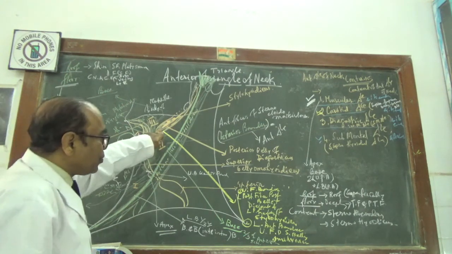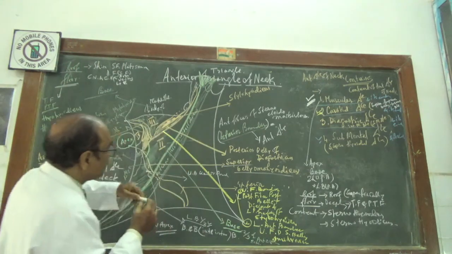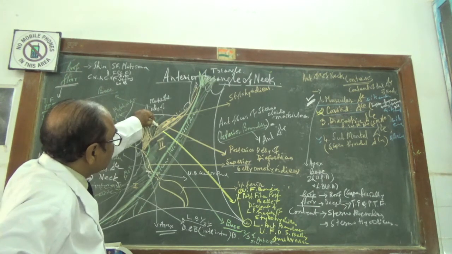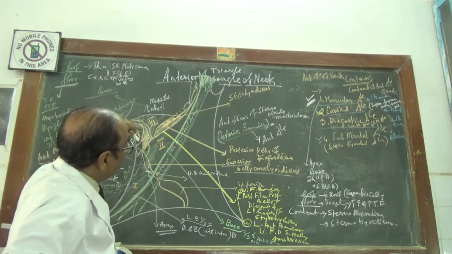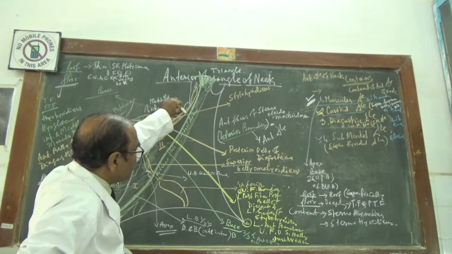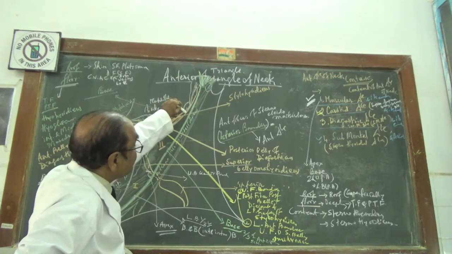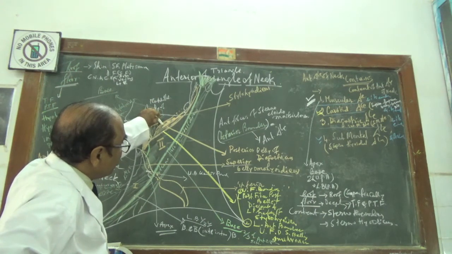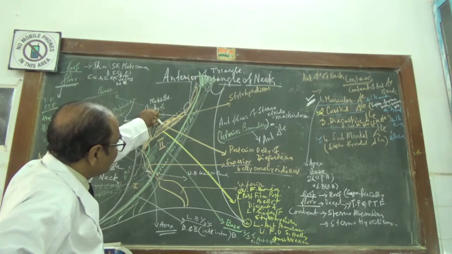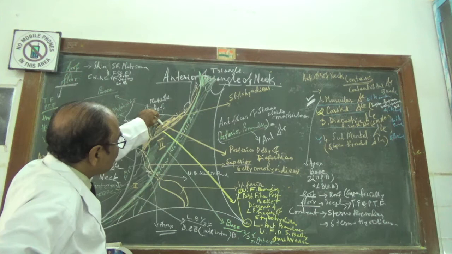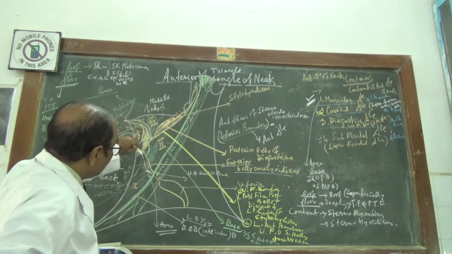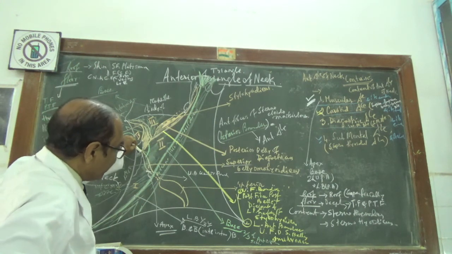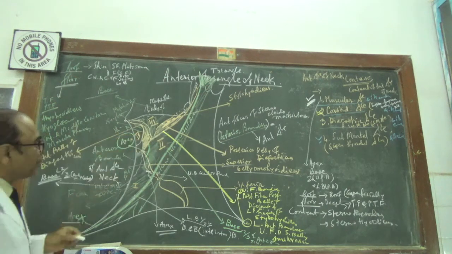It is formed by the union of the upper front boundary, formed by two muscles, the posterior belly of the digastricus and the stylohyoideus, and the lower posterior fibers of the superior belly of the omohyoideus. So this is the apex.